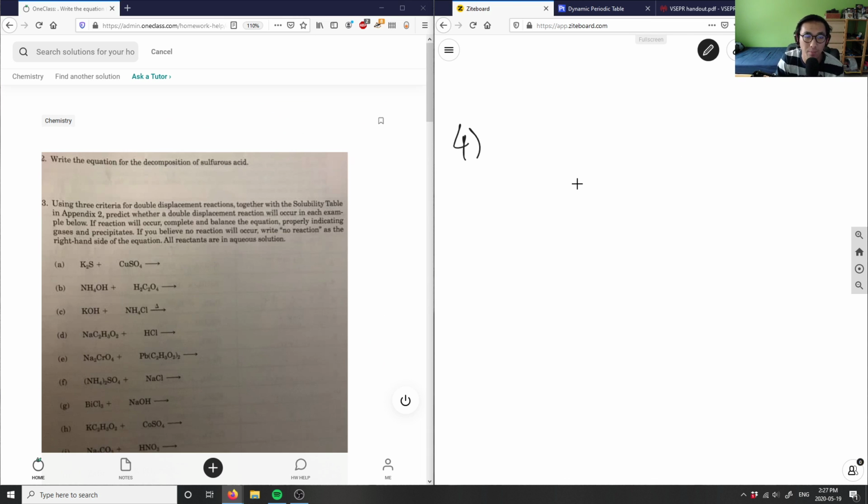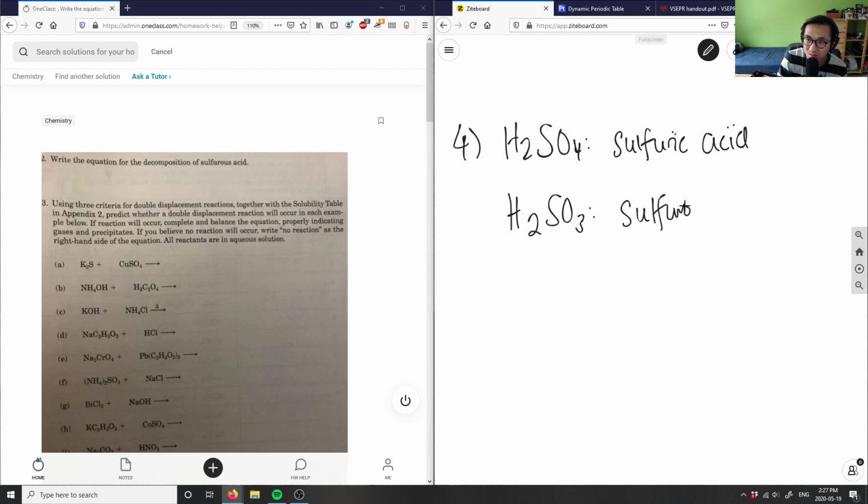It's asking you to write the equation for the decomposition of sulfurous acid. So first we have to figure out what is sulfurous acid. In this case, we know it's an oxyacid, right? I know sulfuric acid is H2SO4. This here is sulfuric acid. So sulfurous acid would be H2SO3, right? It's one less oxygen in sulfurous acid here. So H2SO3 here would be sulfurous acid. So this here is what I'm looking for, H2SO3, and I want to write the decomposition here.